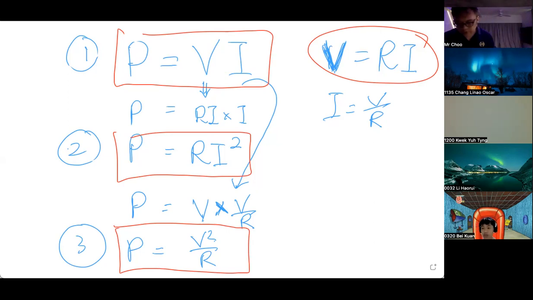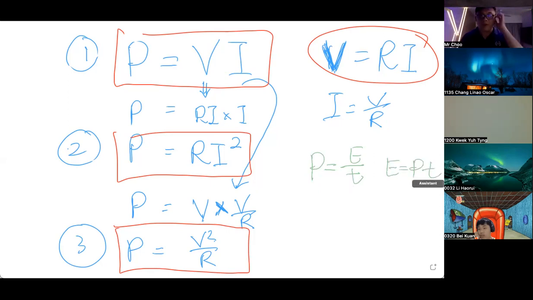Okay, then Yifan also talked about something that she's confused about. Why is there a time inside? In chapter 6 or 7, do you remember this formula? Power is equal to energy over time. You rearrange, you get energy is power times time. These two are the same formula. Do you remember these two formulas?